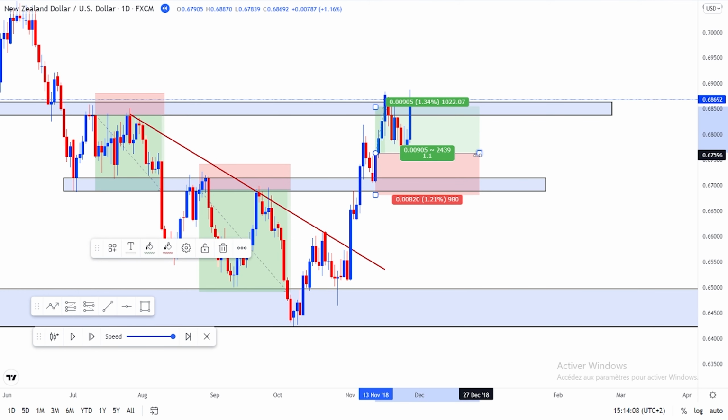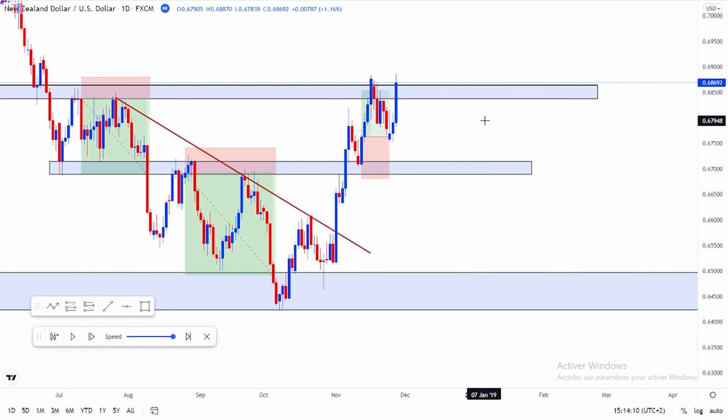Okay, so this is like 3 winning trades in a row, based just on breaking and retesting and confirmation and reading the market. It's simple, guys. So let's run these candles and see.